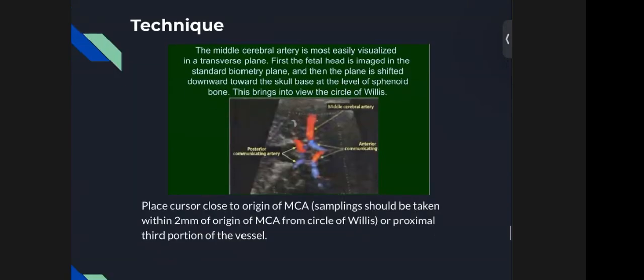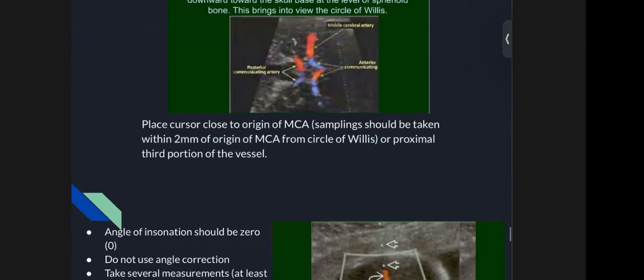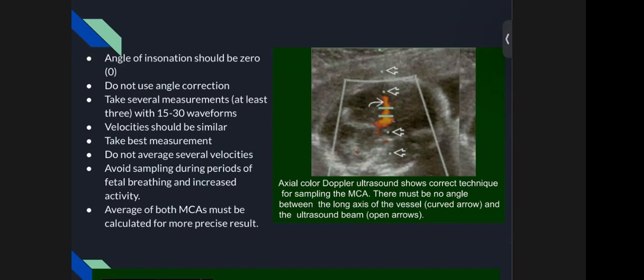The technique. The MCA is easily visualized in a transverse plane. First, the fetal head is imaged in the standard biometric BPD plane, and then the plane is shifted downwards towards the skull base at the level of sphenoid bones. This brings in view circle of Willis. Place the cursor close to the origin of MCA or proximal third portion of the vessel. The angle of inclination should be 0.